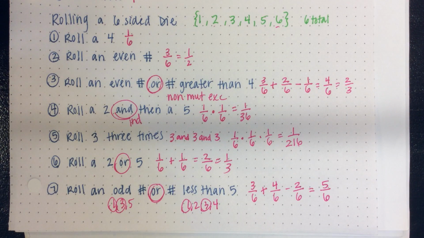So probability is what you want over the total, right? And then if it's an "and," if you have multiple events that you want to get, then you multiply. And if it's "or," if I want one event and I want different options at that time, I'm going to add.